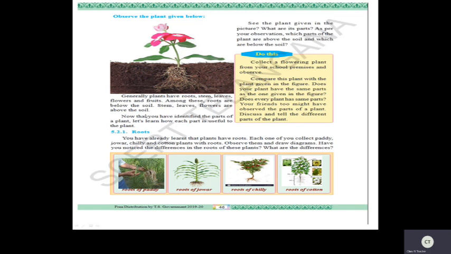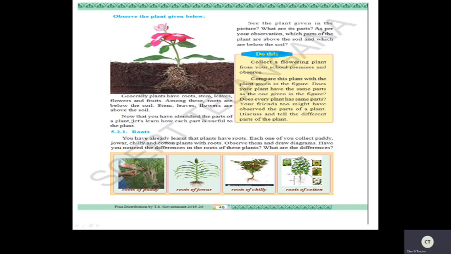Among these, roots are below the soil. See here, this is the soil. Below the soil, we can see the roots. Now, above the soil, you will see stem, leaves, flowers. They are above the soil. These are the main parts.